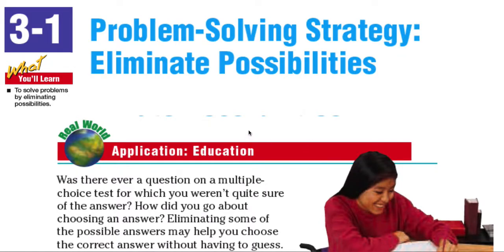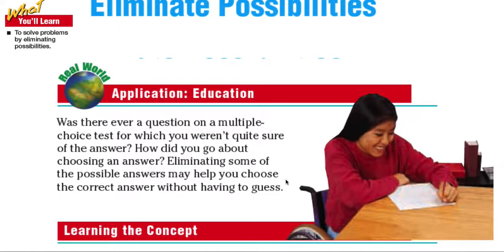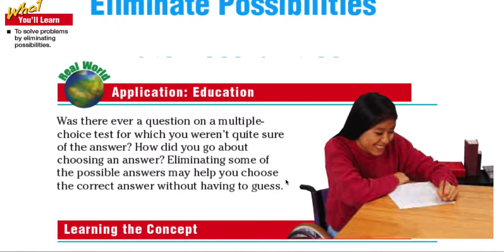Lesson 3-1 Problem Solving Strategy: Eliminate possibilities. Let's take a look at this example. Before we do that, let's look at the objective. In this lesson, you learn to solve problems by eliminating possibilities.